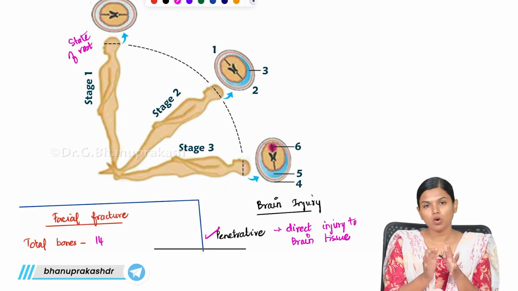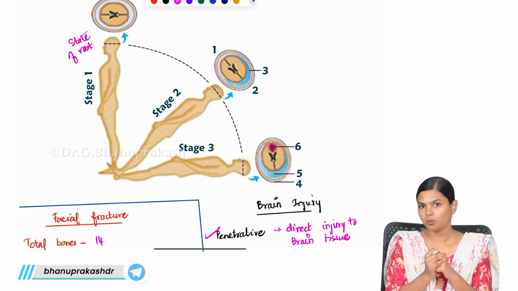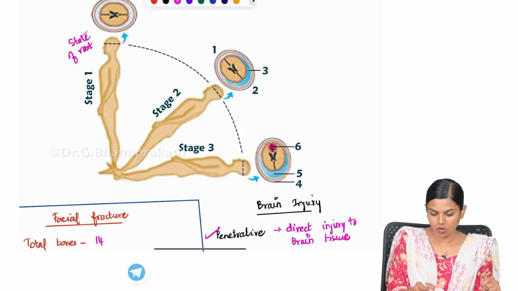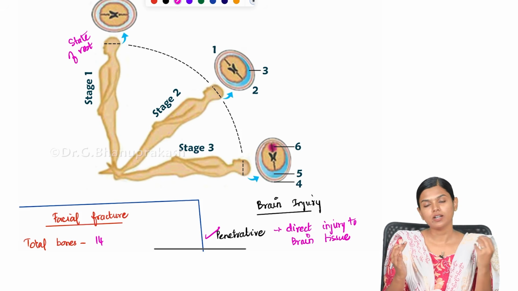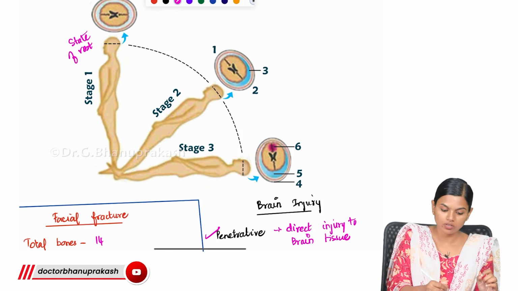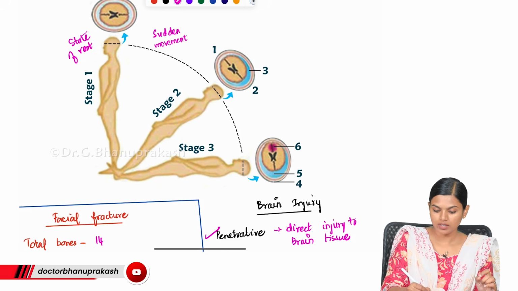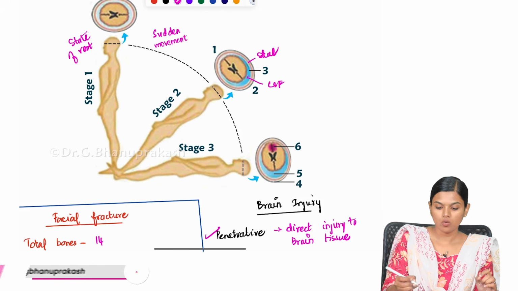Now there will be a blunt force trauma acting, like something will push the body down. So the body will start going down. There will be sudden movement, sudden acceleration and deceleration because of the sudden movement. What will happen is that here you have the CSF, and this is the CSF, you have the skull.